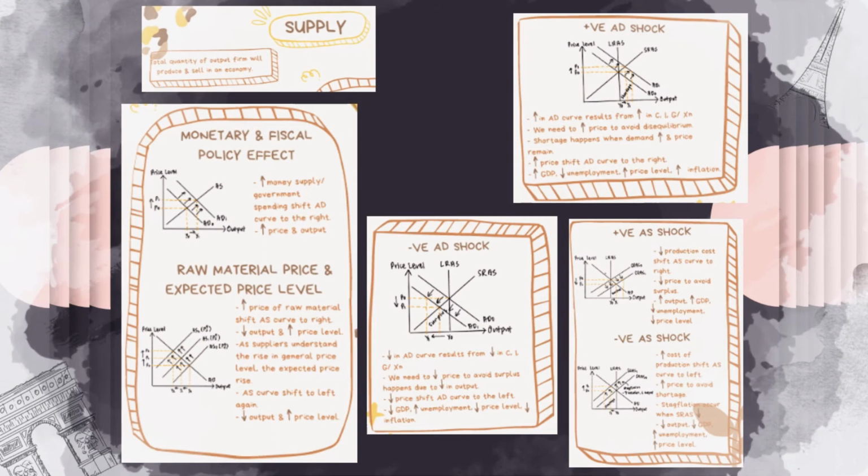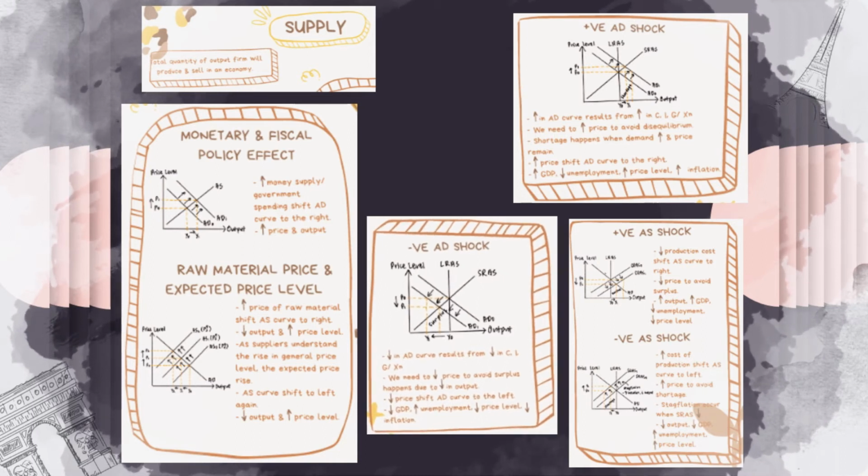Supply is the total quantity of output a firm will produce and sell in an economy. For a positive AD shock, an increase in the AD curve will result from an increase in either consumption, investment, government spending, or net export. We need to increase price to avoid disequilibrium. Shortage will happen when demand increases and price remains. An increase in price will shift the AD curve to the right. This will lead to an increase in GDP, price level, and inflation, while unemployment will decrease.